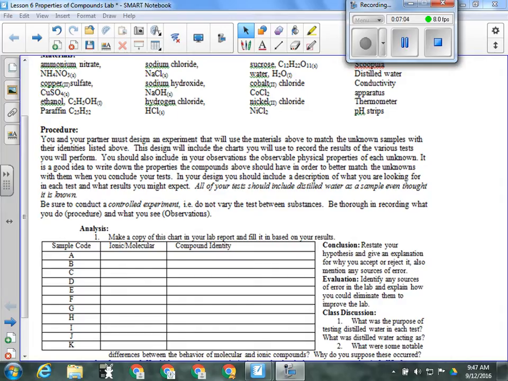So for your analysis, all you have to do is fill that chart in. Have them identified and tell me whether they're ionic or molecular. And then you have to write your conclusion. Again, copy and paste your hypothesis and tell me why what you did in the lab supports or rejects it. Then your evaluation: 2 sources of error and how to fix them. You do not need to do the class discussion questions. We will talk about those in class on Friday when I am returning your labs. So it's due on Thursday.